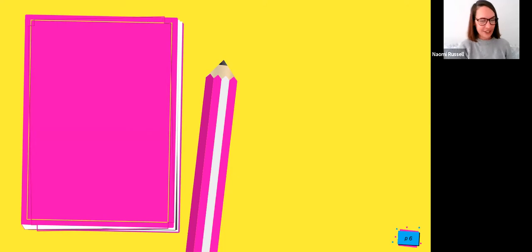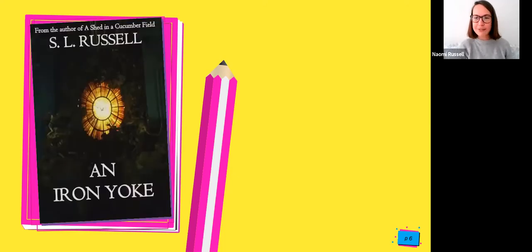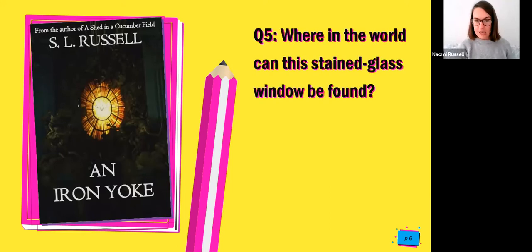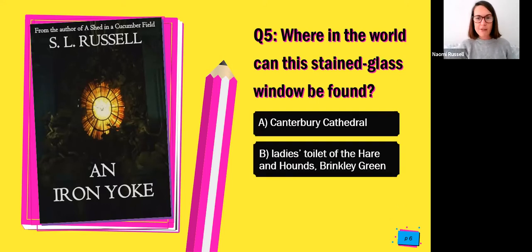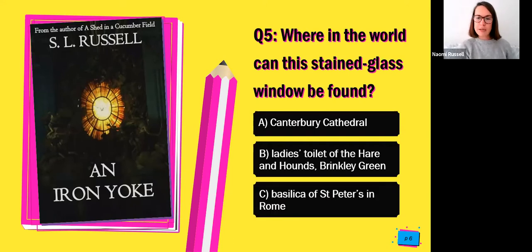So, question 5. Everyone's doing very well so far. Well done. So, Sue's 5th book and her 2nd standalone novel features a quiet village disrupted by the murder of a disabled woman. The cover of this book features quite an unusual stained glass window. Where in the world do you think that this stained glass window can be found? Is it A, Canterbury Cathedral, B, the ladies' toilet of the Hare and Hounds, Brinkley Green, or C, the Basilica of St. Peter's in Rome?